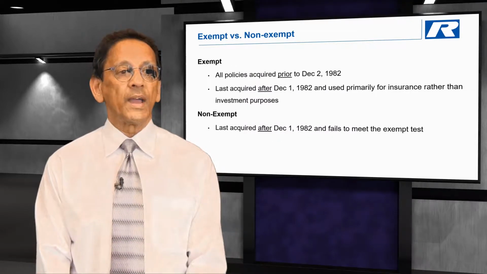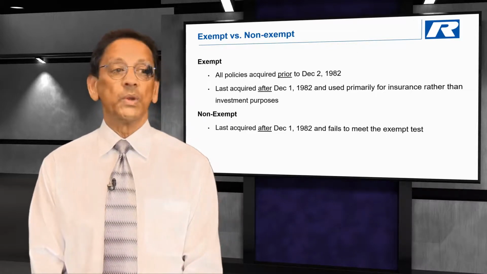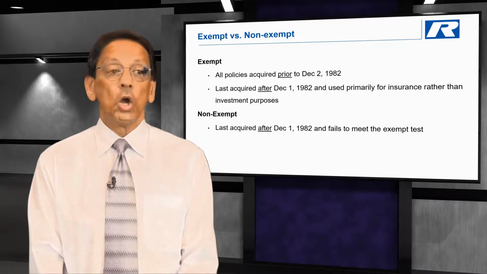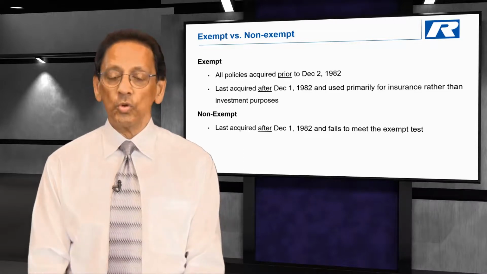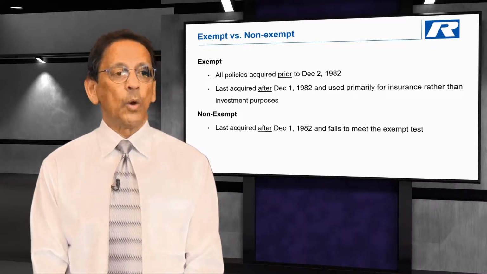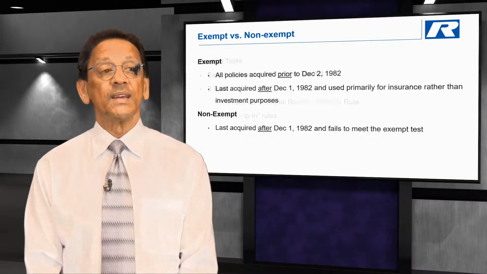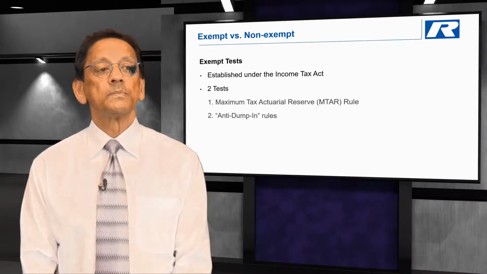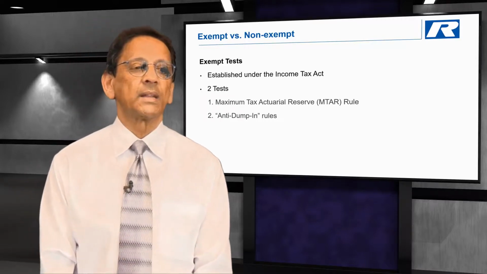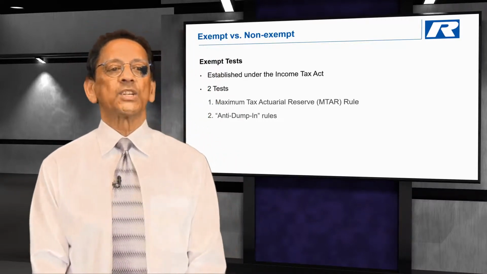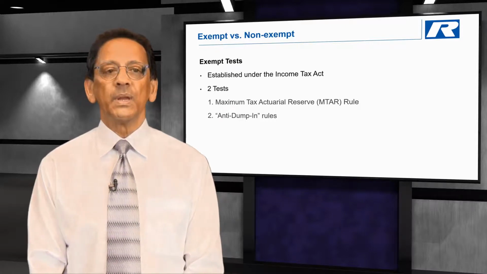Prior to December 2nd, 1982, there was no such distinction between an exempt and non-exempt policy. In fact, all policies were exempt. After December 1st, 1982, the new rule came into place, and now we have to test the policies to see if they are exempt or not. There are two mandatory tests under the Income Tax Act. First is called the Maximum Tax Actuarial Reserve Rule, and the second one is the Anti-Dump-In Rule.